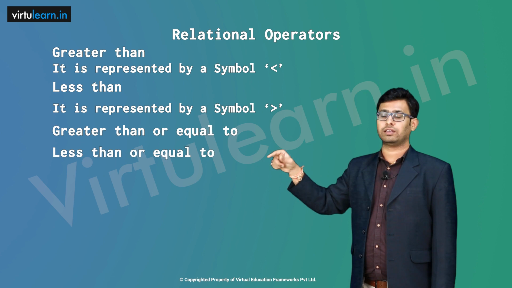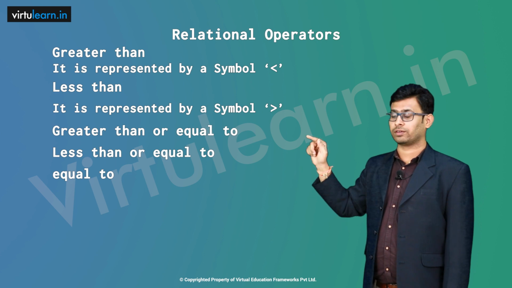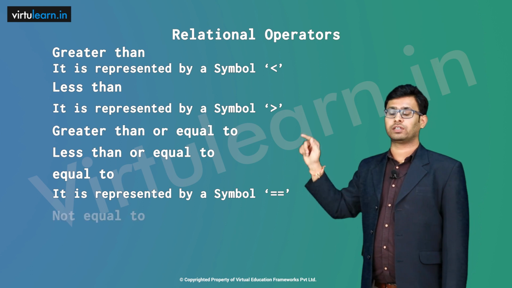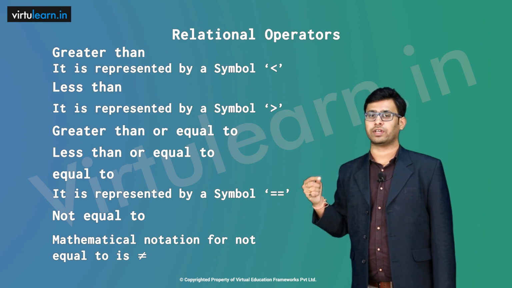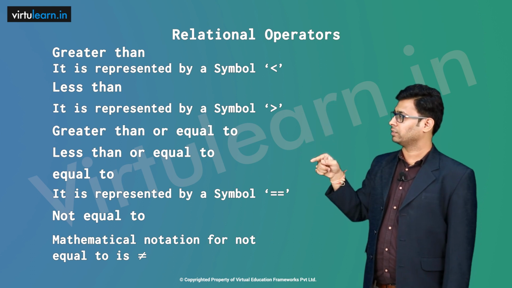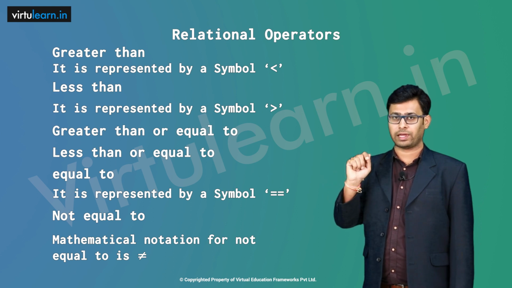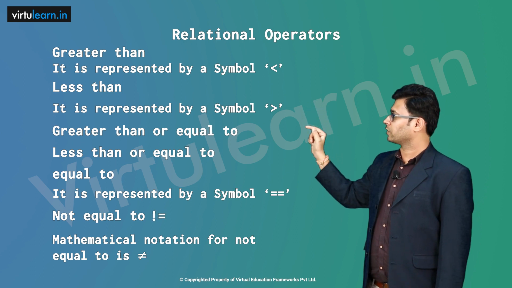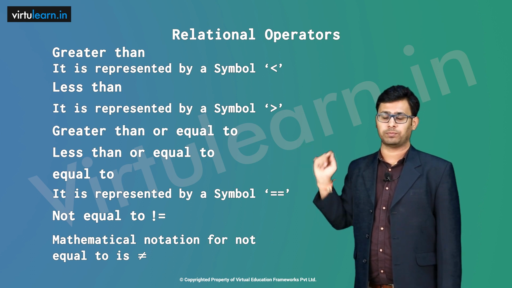Next, less than or equal to. Next, equal to, which means double equal to sign. Next, the last one is not equal to. Generally, in mathematical notation, we write not equal to as an equal to sign with a cross on it. But in the C language, we denote it as an exclamation sign followed by equal to, which is nothing but the not equal to sign.